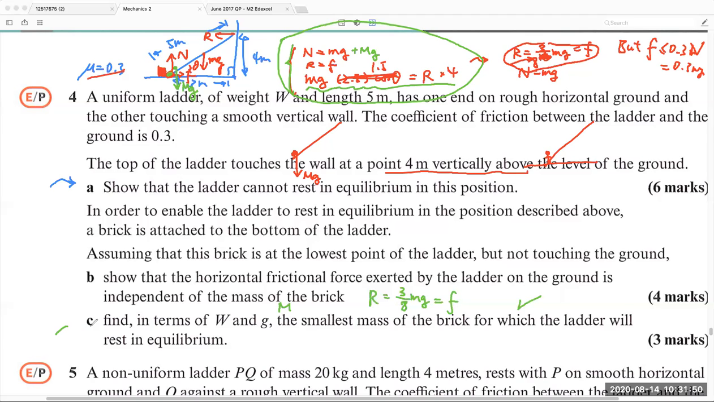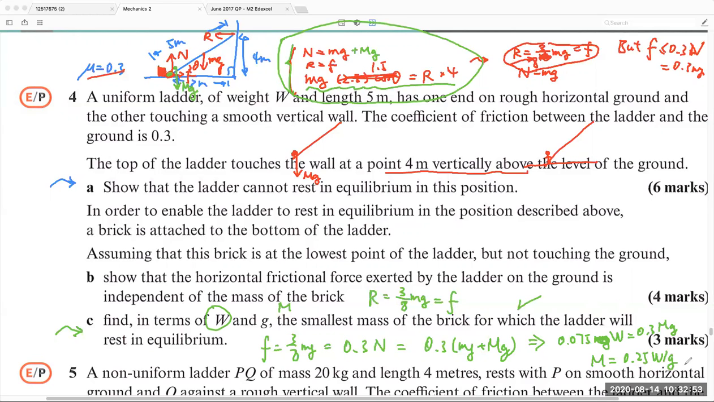Then part C, find the minimum mass of the brick for which the ladder will rest in equilibrium. That means you need to look at the friction value. You know that the friction is 3/8 mg, that equal to 0.3 N. Then you can solve it, okay? So complicated. Does small mg equal to W given by the question? That should be the answer.